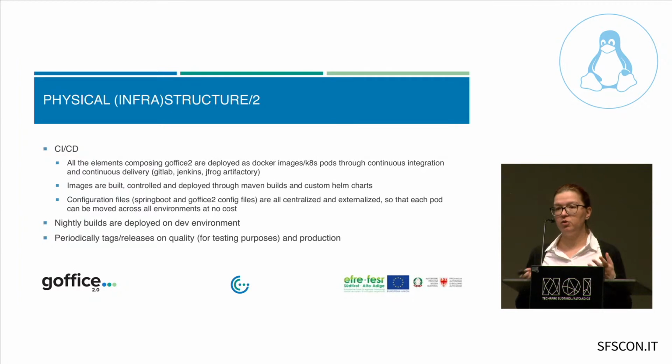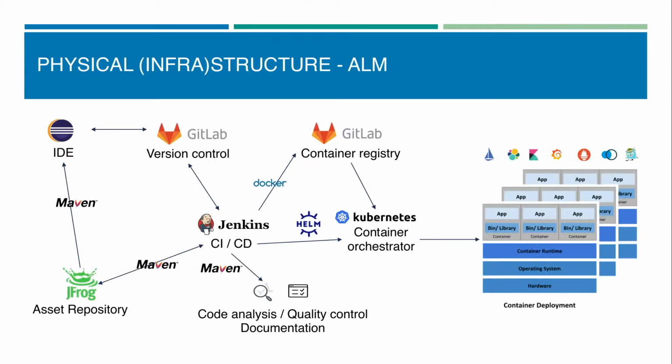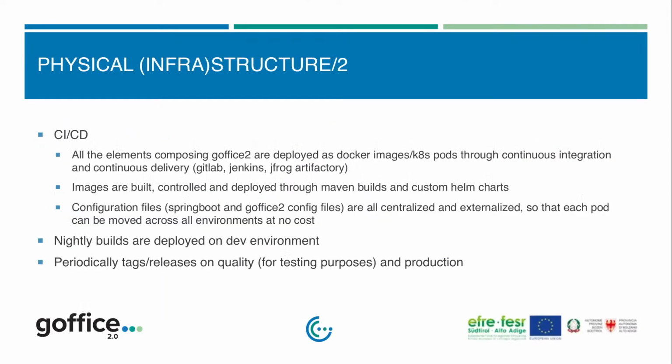So, for example, the application properties file for Spring Boot is not directly in the pod, but is externalized in Helm charts, so that when we install the same pod in the 3 different environments, dev, quality, or production, we have only to change the configuration in the Helm chart, and this is portable. No properties are hard-coded. These are all externalized. We have nightly builds with unit testing automated, launched by Jenkins.